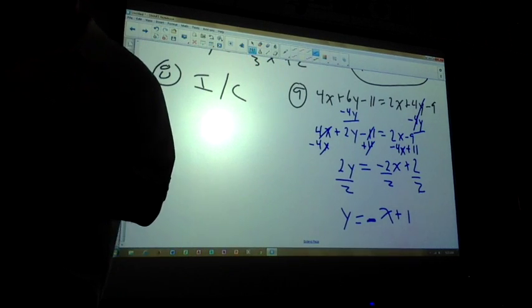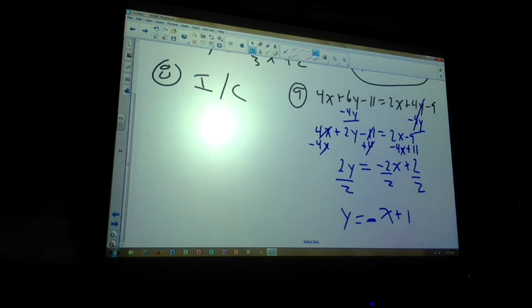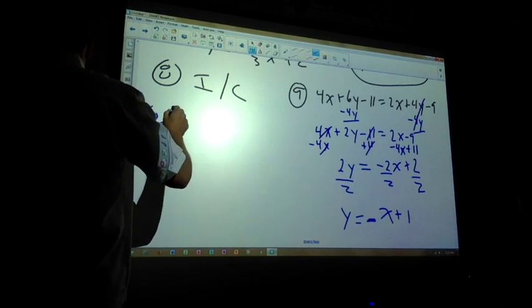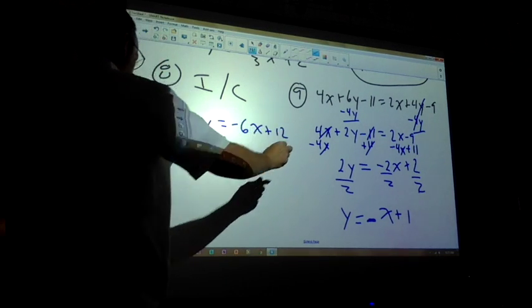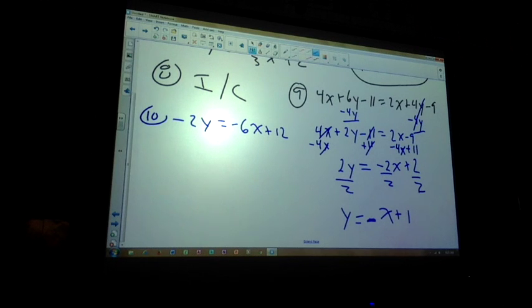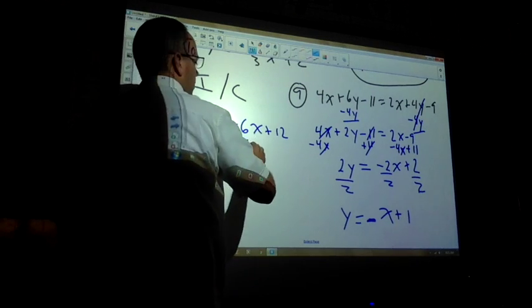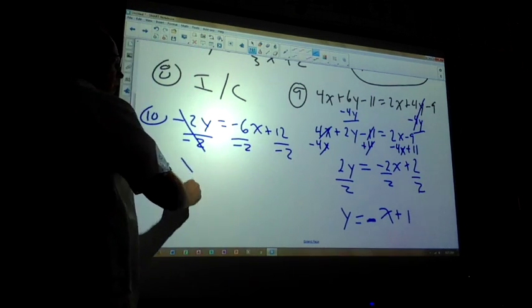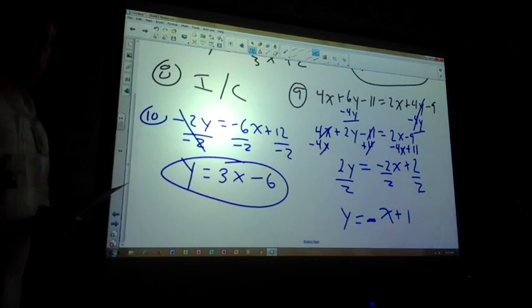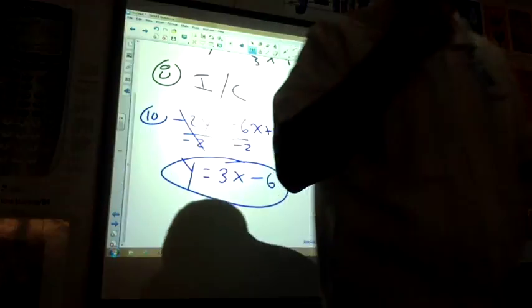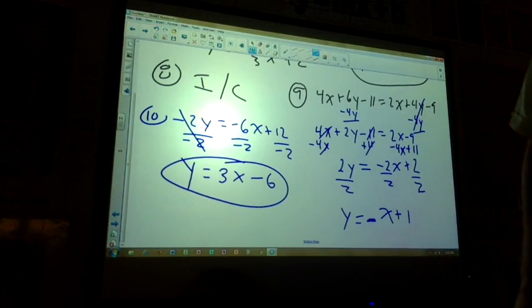All right, and then number 10, last problem. So my first step is this. What did I do to get to that point? Yeah, I subtracted 6x from both sides. And then I'm going to divide everything by negative 2. Remember to bring the negative along. The big error is people don't want to bring the negative for whatever reason. And that right there is good for us, right?